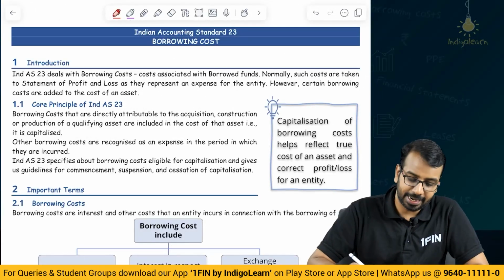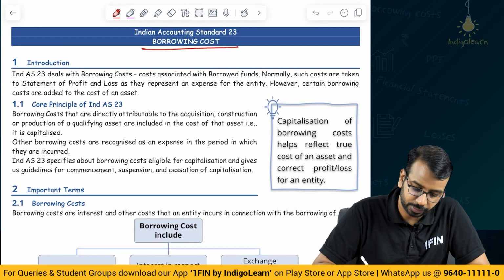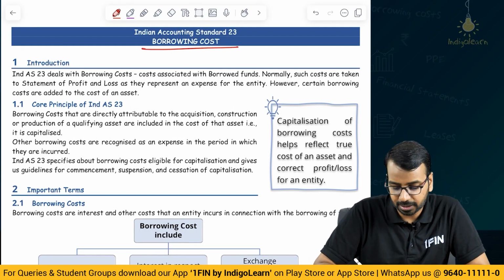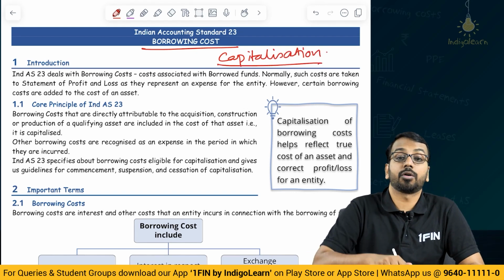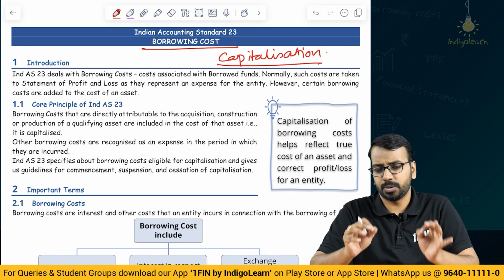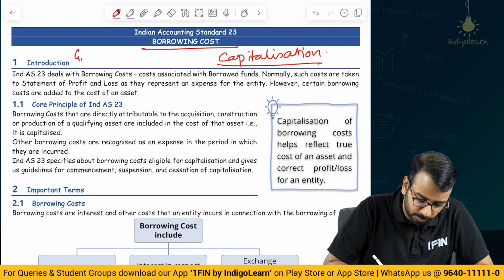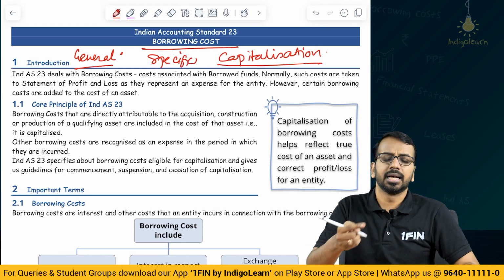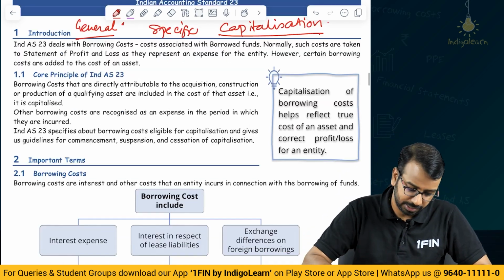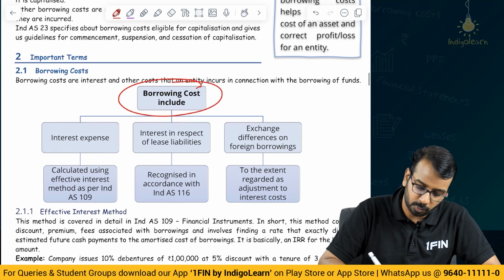Now moving on to the next standard, a very, very important standard: borrowing cost. From this standard, generally you will get a capitalization question, that is, what is the amount of borrowing cost to be capitalized? That is the question which has been tested, and here you have to be careful about what you do with the general borrowing and what you do with the specific borrowing. If you are through with this, the remaining part of the standard can be handled easily. Now, what does borrowing cost include?